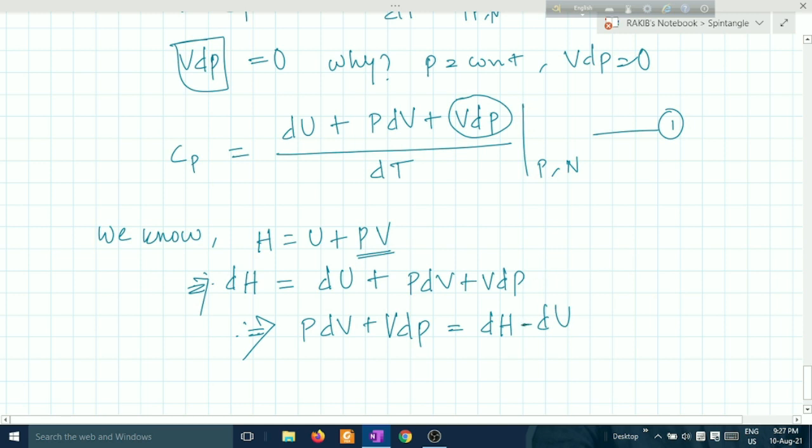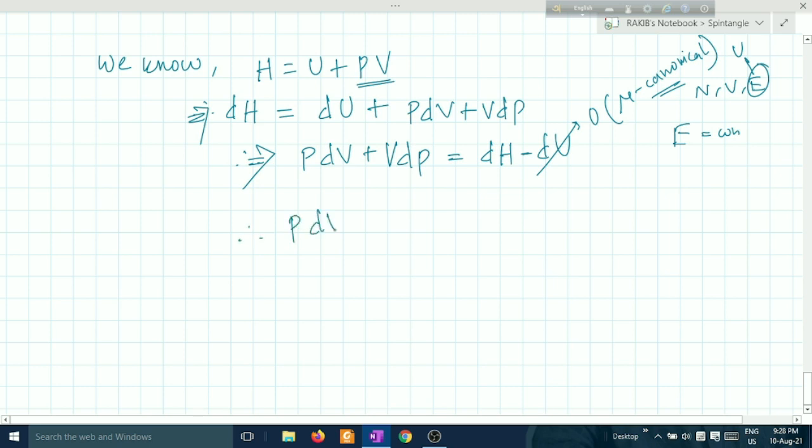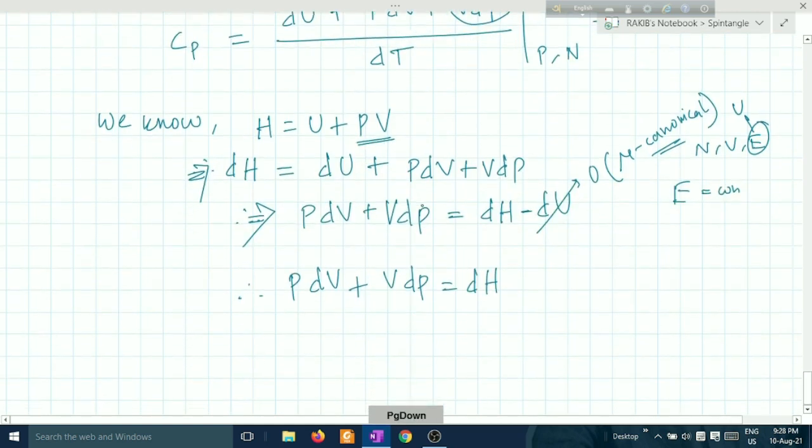What is this dU here? dU will become 0. Why dU is 0? Because in case of microcanonical ensemble, the energy is constant. In the microcanonical ensemble, NVE is constant. This E may be written as U. That means PdV plus VdP becomes dH.